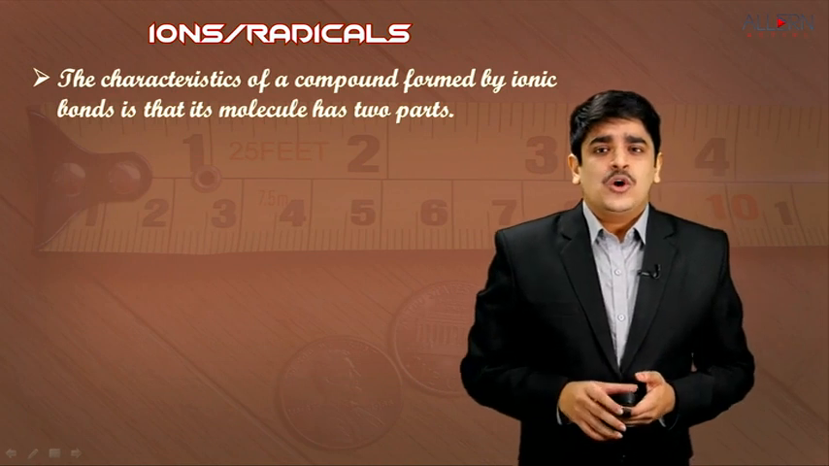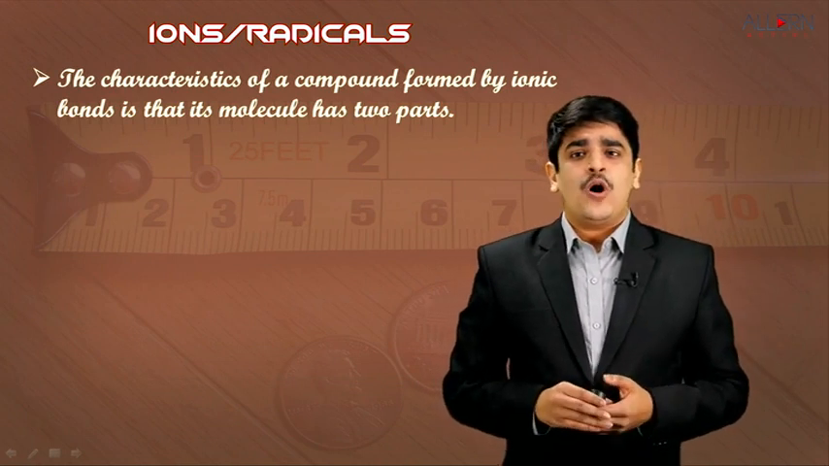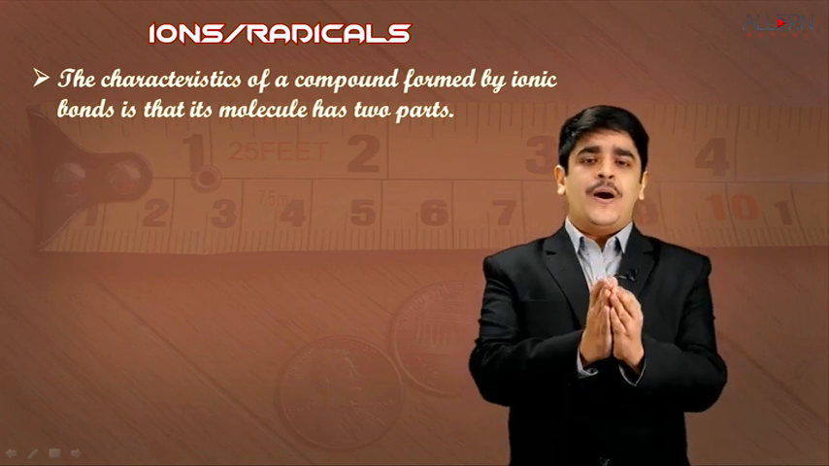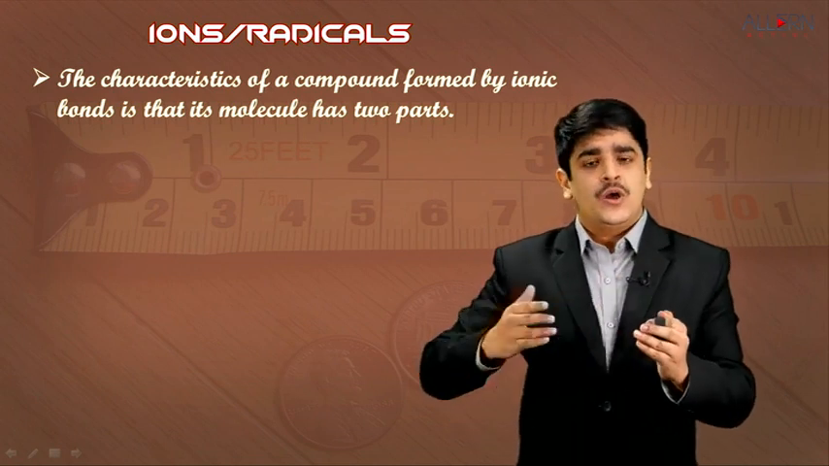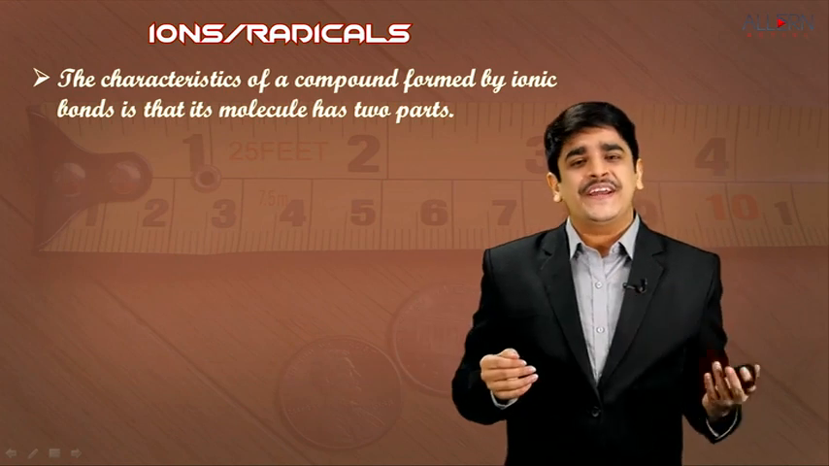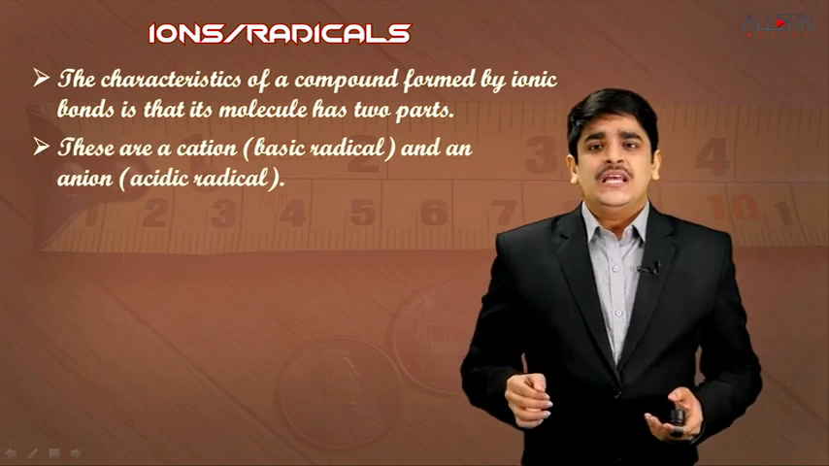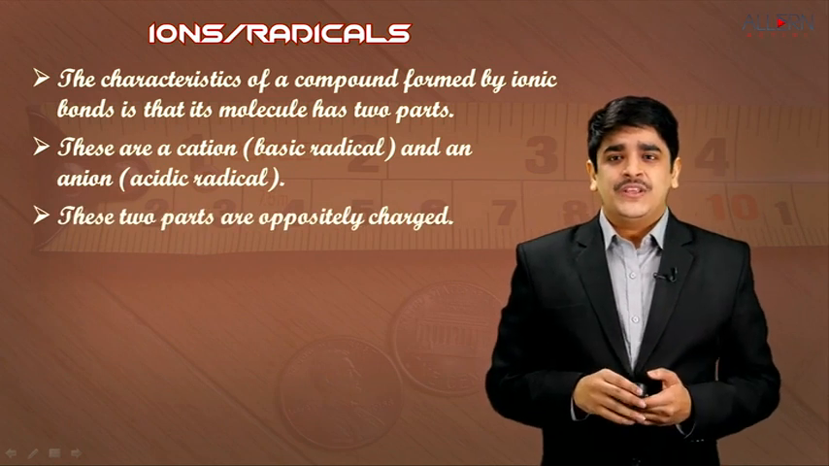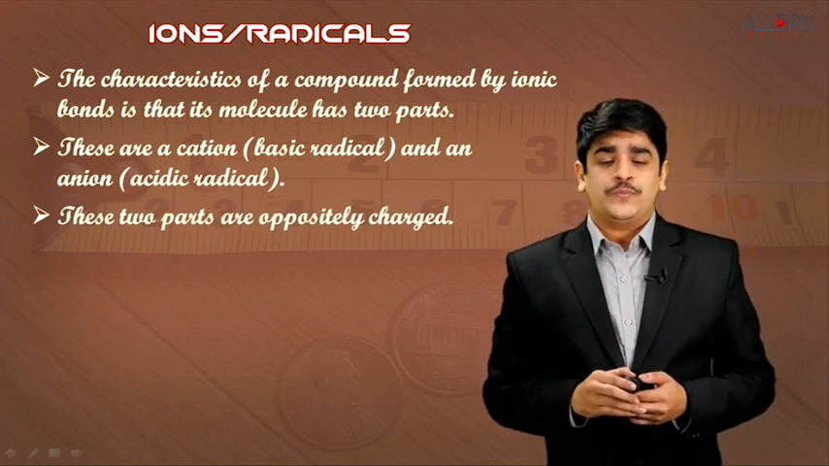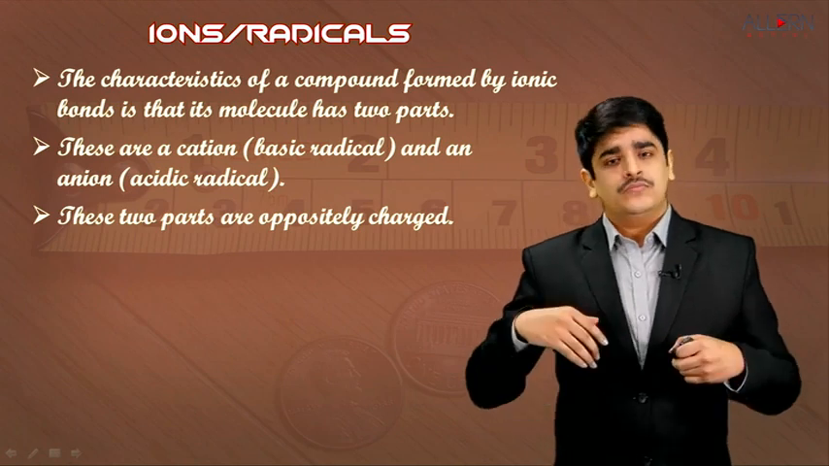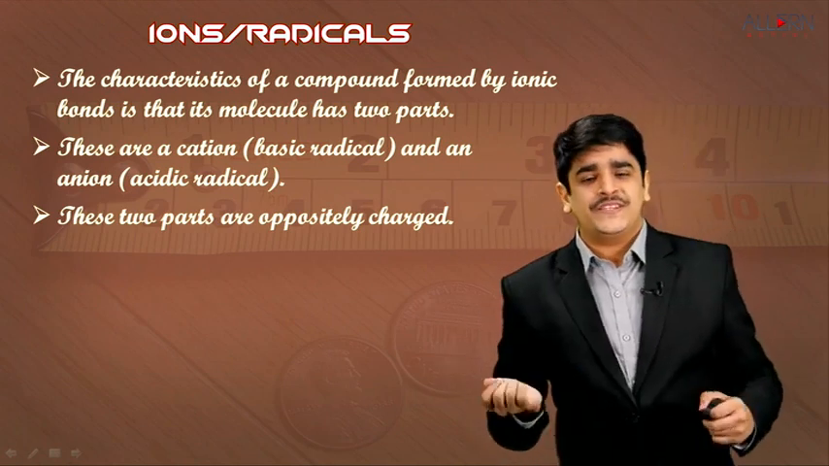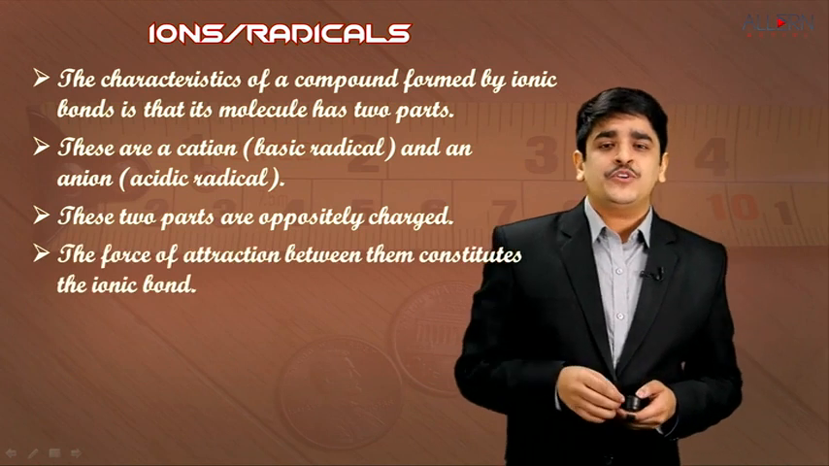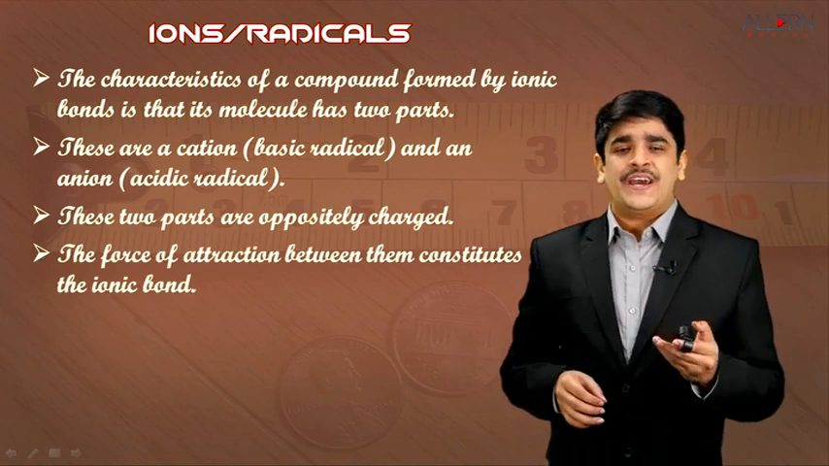Okay. Ions and radicals. What are the characteristics of a compound formed by an ionic bond is that its molecule has two parts. So any ionic compound, any ionic bond will have a total of two parts. Positive, which is the cation, negative, which is the anion. There is a cation, basic radical, and there's an anion, acidic radical. These two are always supposed to be oppositely charged. So one is positive, one is negative, one is basic, one is acidic. It's so obvious. And finally, the force of attraction between them constitutes an ionic bond.